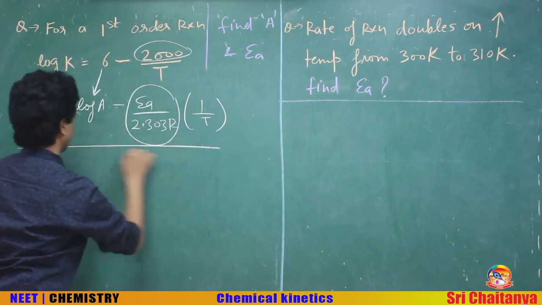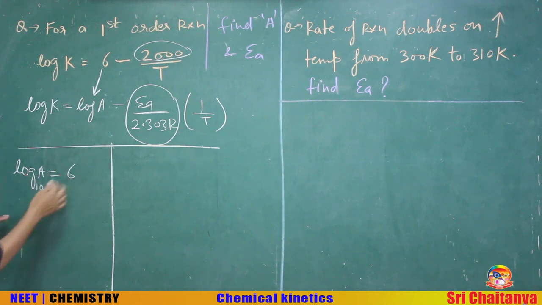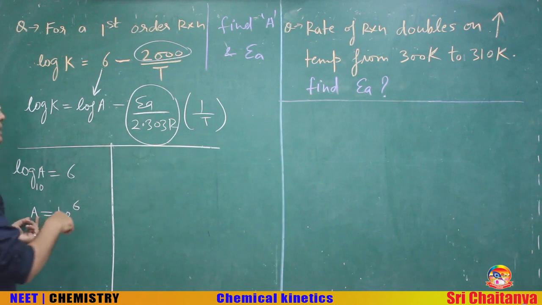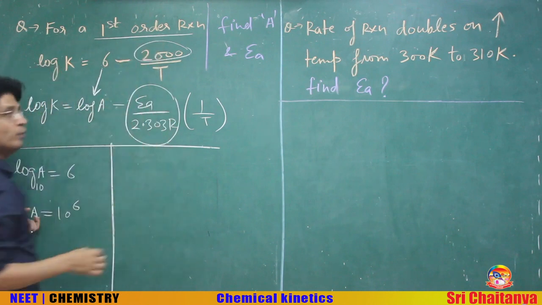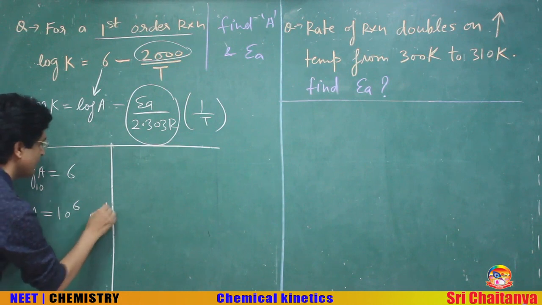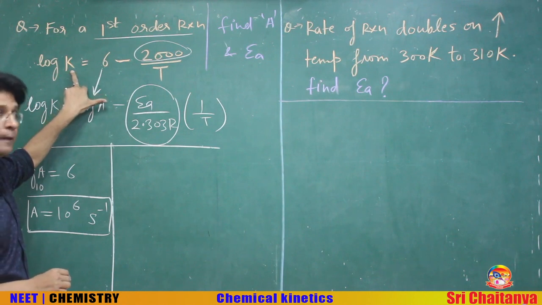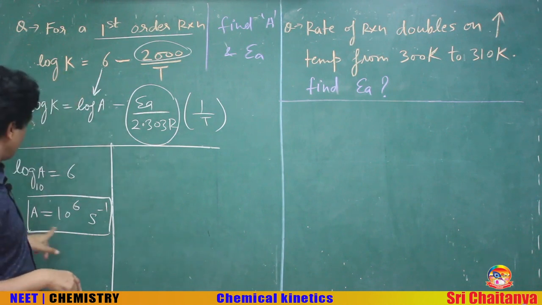So let us solve that. Log of A is equal to 6. This is base 10 actually. So if I take the anti-log, I'll get A equal to 10 to the power of 6. Now regarding the units of A, we have discussed that the unit of A is the same as the unit of k. For a first order reaction, we have already done that the unit of k is per second. Remember that the unit of k is very important, and for a first order reaction the unit of k is per second. The unit of k is also the unit of A.